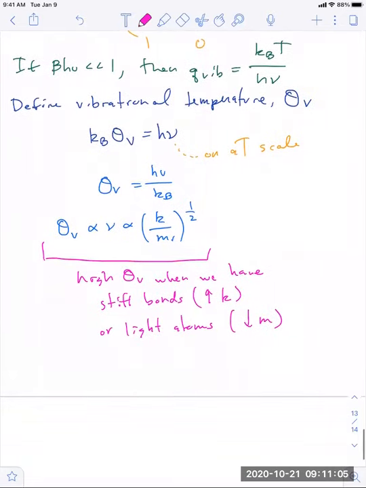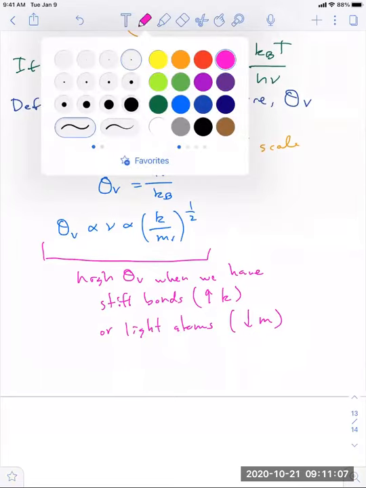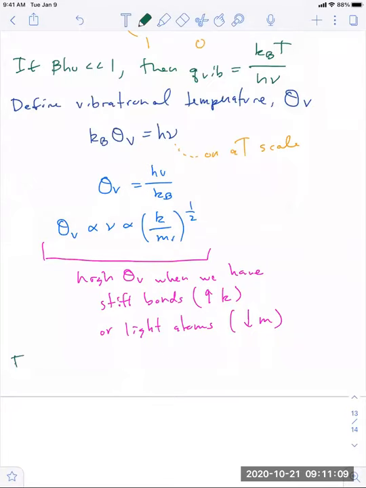So just to give you an idea of the scales here. For hydrogen, which is a pretty stiff bond with extremely light atoms, the vibrational temperature is on the order of 6,000 Kelvin. At the other end of the diatomic spectrum, for iodine, we have big heavy atoms and not so strong of a bond. The vibrational temperature is about 300 Kelvin.